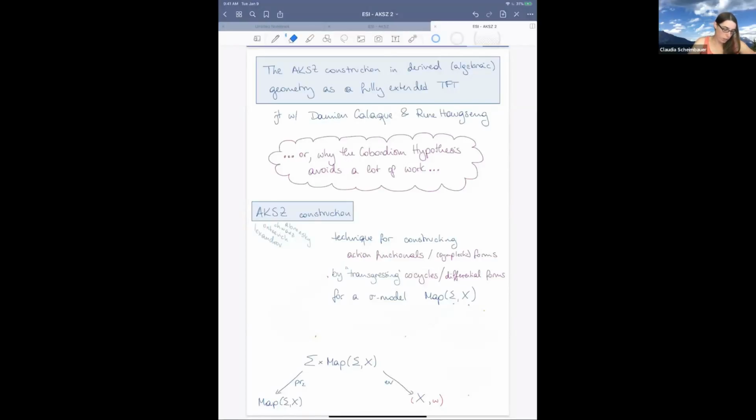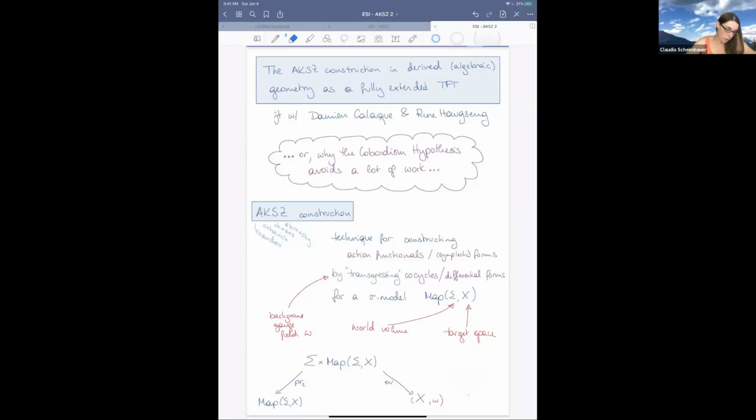So where do we want to get this? We want to construct these things on sigma models. So some maps from some sigma to some X. Our sigma will be somehow our world volume, and our X will be our target space. And the cocycle or differential form, you should think of as a background gauge field. So this is the thing that we want to transgress.